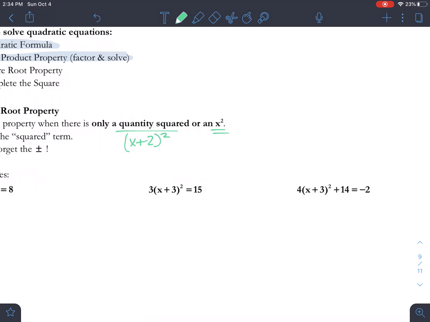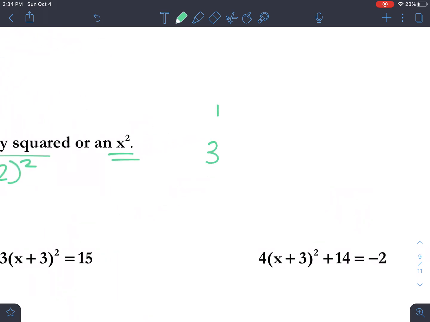Okay, so for example, here's a non-example. If I gave you 3x squared plus 2x equals 5 or something, this could not be used in the way it is for square root property because there's an x squared and an x. So I'm looking for a problem like x squared, no other x, or something like 3 times x plus 1 squared equals 6, or something of that nature. So only a squared term. So we're going to try these below.